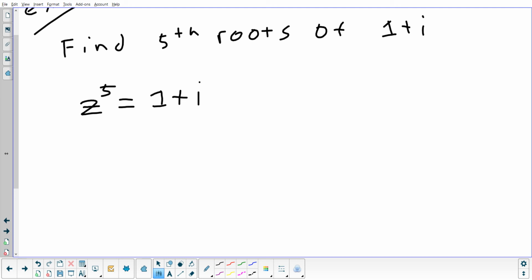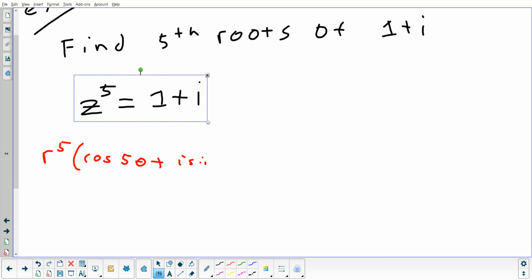Let's start with the z. Tell me what I would have on the left if I change z to trig form and then raise it to the 5th power at the same time. Yep. r to the 5th, cosine 5 beta plus i sine 5 beta. Yep. So this is really just setting up what you're going to set the radius equal to. So it's going to be r to the 5th equals something.